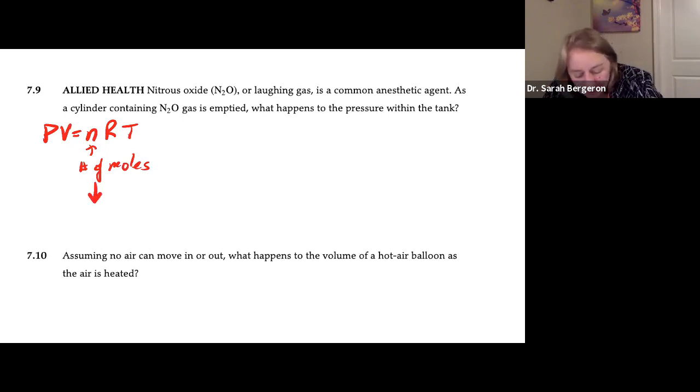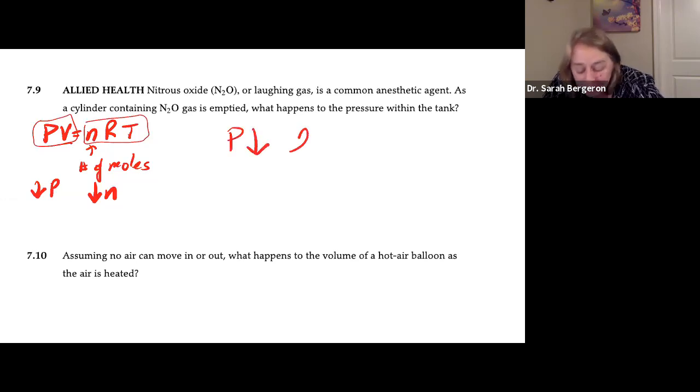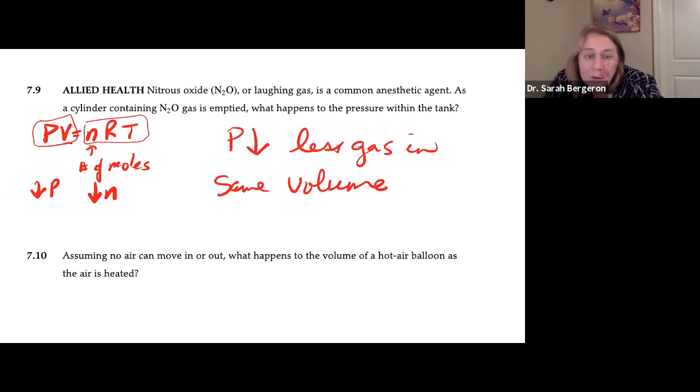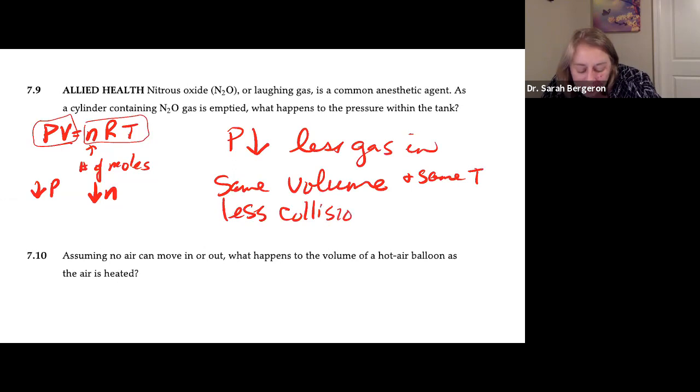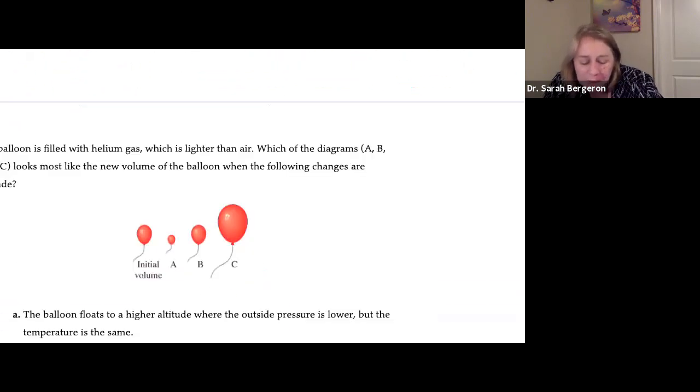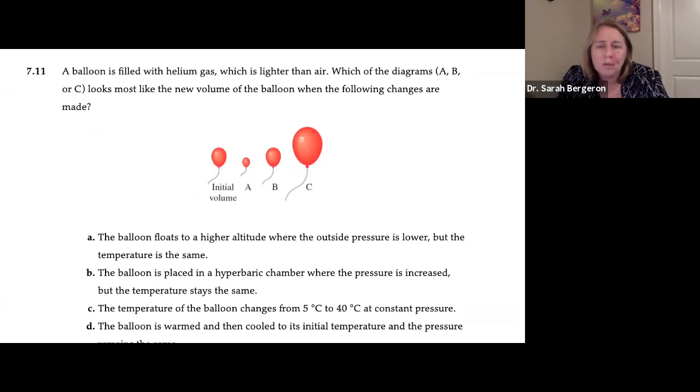So what happens? Well, if I decrease the number of moles, so I make something on this side of the equation get small, what do I have to do over here? I'm going to have to change it. So what's going to happen to the pressure? It's a tank. You can't change the volume. So if you can't change the volume, you have to change the pressure. It's going to decrease. You have less gas in the same volume, and same temperature, and so you're going to have less collisions, right? And that's going to equal a decrease in pressure, okay? And you can answer all of this with PV = nRT. It's so cool. You can answer so much with it.